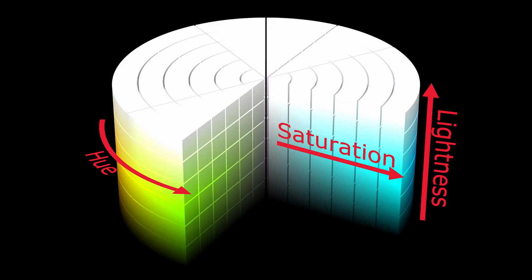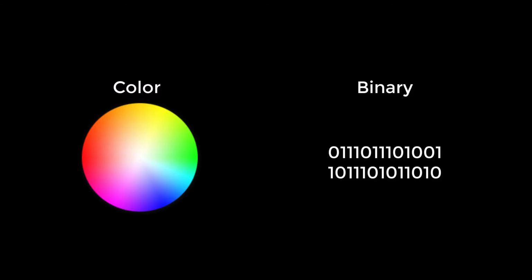HSL model is same as HSV model, except the value channel is replaced by lightness channel. The hue and saturation channel remain the same, but lightness indicates the level of light being cast on the color. Thus it becomes white when lightness is set to max value and black when set to 0. Finally, we can represent color as binary value, and now the computer loves to process them.